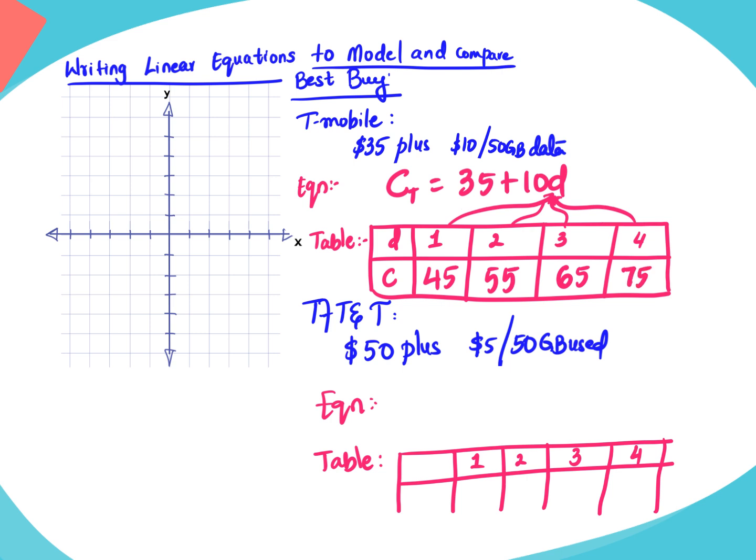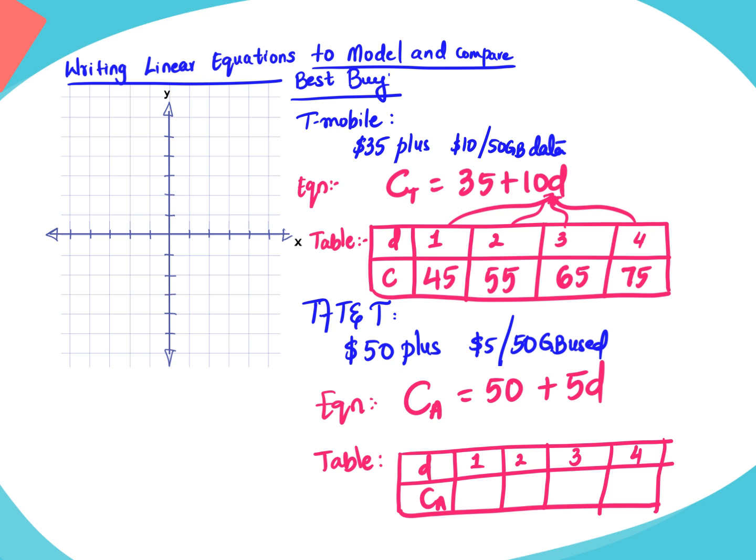Now, in the other situation, because it's a family of four, each person has used up 50, 50, 50. That's how I'm treating this. The second situation is AT&T. Your cost of AT&T, I'll write it as CA, which is going to be 50 plus $5 for every data unit that they use, right? So this is your D, this is your CA.